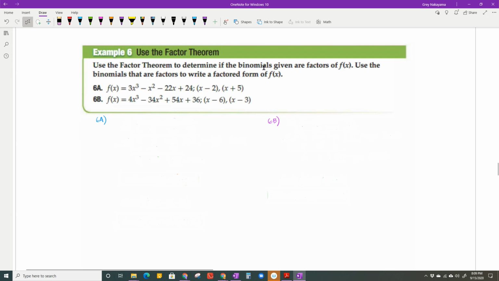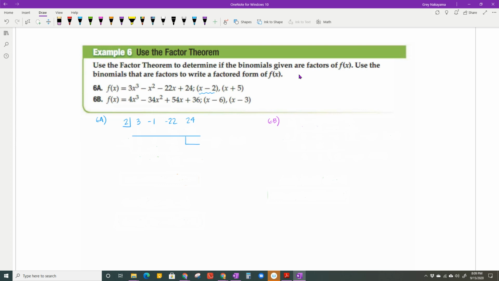Use the factor theorem to determine if the binomials given are factors of f of x. Use the binomials that are factors to write a factored form of f of x. The first one I'm going to use is 3x cubed minus x squared minus 22x plus 24. Those are my coefficients. I'm going to use the factor given, x minus 2, and I'm trying to determine if it is a factor. So I'm going to plug in 2.